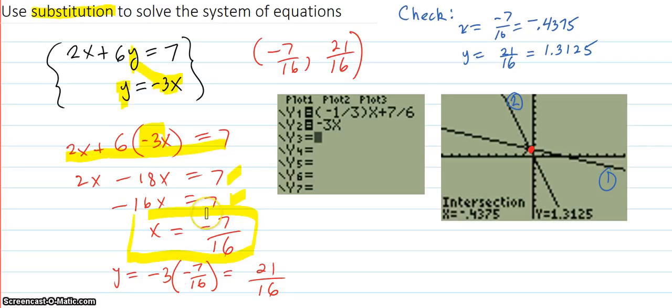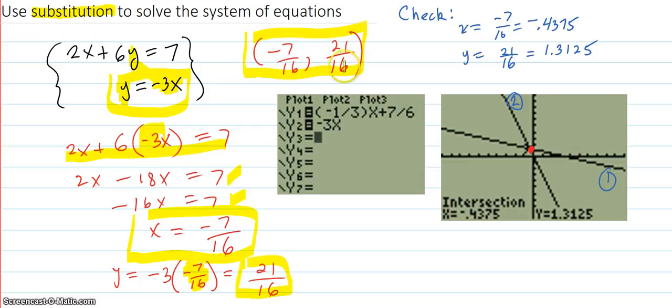Now, when you're using the substitution method, you use the equation that's already solved for y to solve back into, so that it's easy. It's y is equal to negative 3 times x, but x is negative 7/16, and that comes out to be 21/16. So the solution to the system is negative 7/16, 21/16.